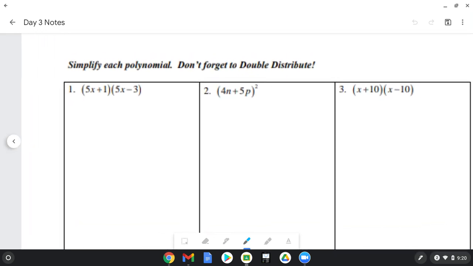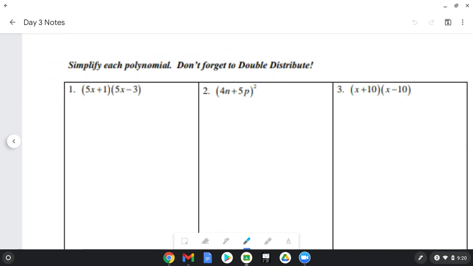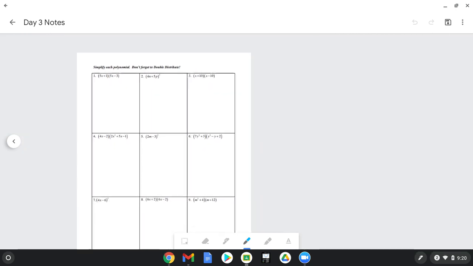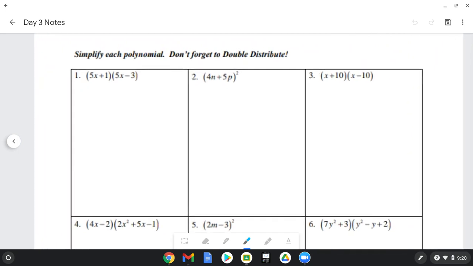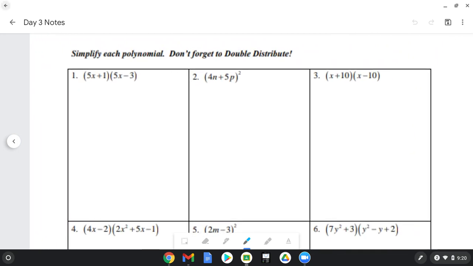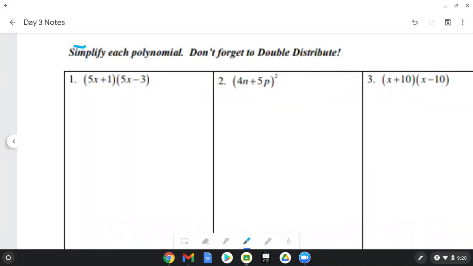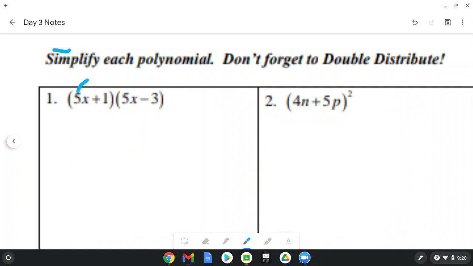So these are similar to yesterday. What I'm going to do here is do all the odds with you, okay? So the first odd that we're going to do is number 1. So we take the first term and multiply it by the first term, by the second, by the first, and the second by the second. So it gives all 4 multiplications.